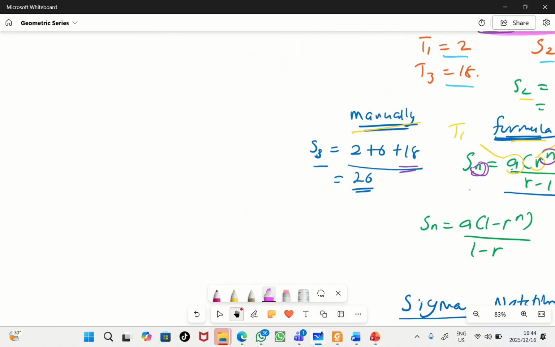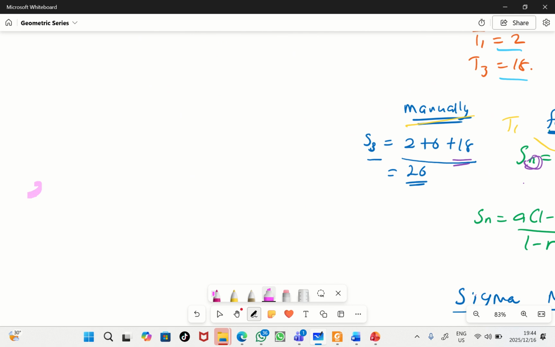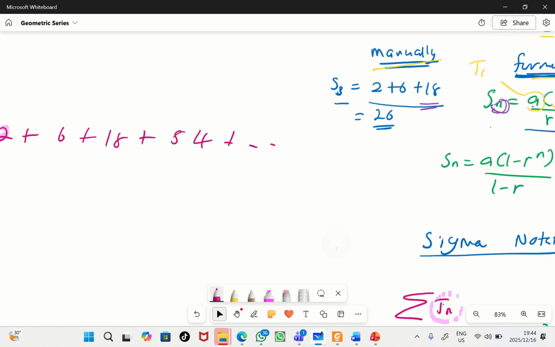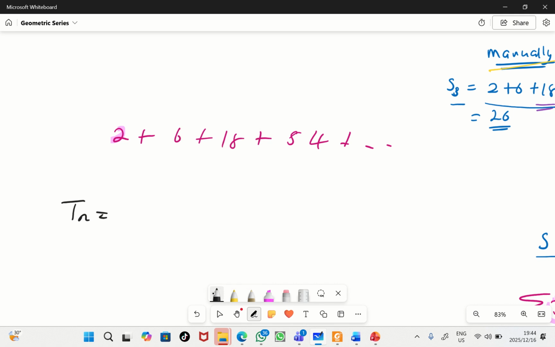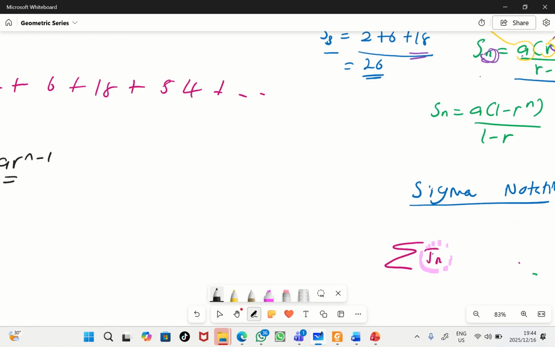So let's rewrite the series in question. It is 2 plus 6 plus 18 plus 54 and so on, right? By Tn, they just basically mean the normal Tn of a geometric series, which is this. We did this last week, the same way the general term of an arithmetic sequence is this. So this is the general term of a geometric sequence. That's what you're going to put here.